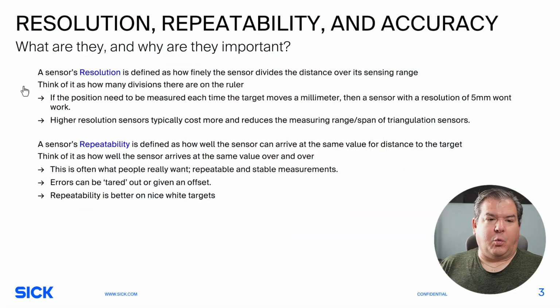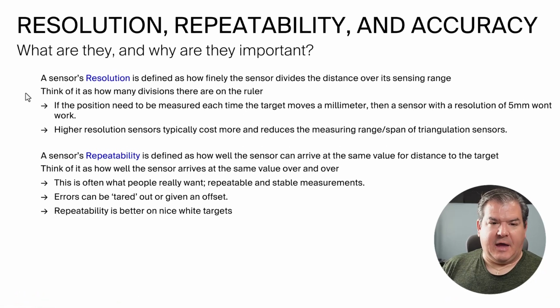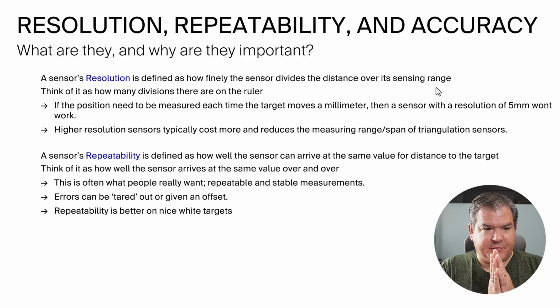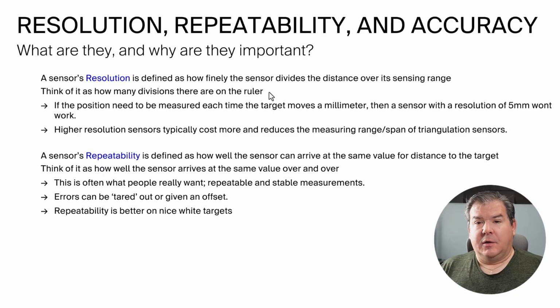A sensor's resolution is defined as how finely the sensor divides the distance over its sensing range. I'm just reading off the screen here. Think of it as how many divisions there are in a ruler. If you want to measure something down to 1 inch, you need to have inch marks. If you want to measure something down to 1/8 of an inch, you should have 1/8 inch marks, 16ths therefore.